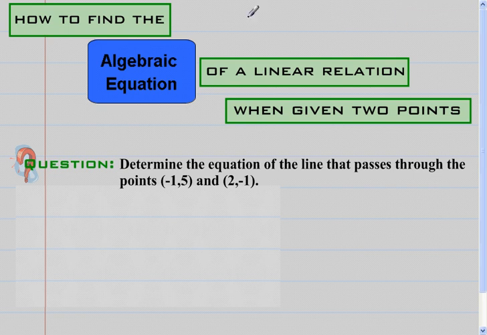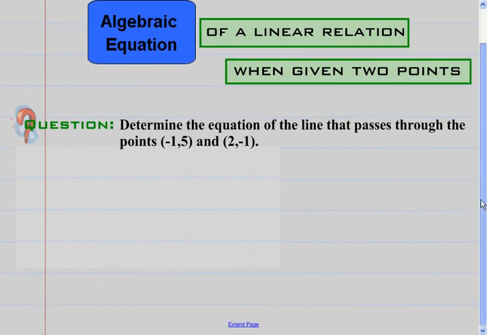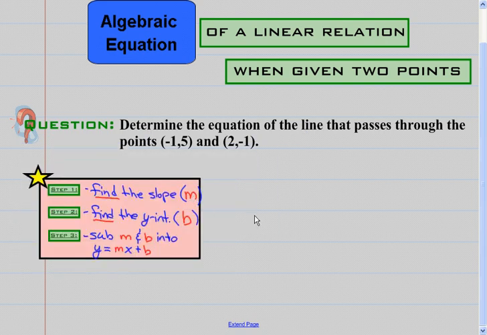In this tutorial, you will learn how to find the algebraic equation of a linear relation when given 2 points. Here's the question. Determine the equation of the line that passes through the points (-1, 5) and (2, -1). Now, we learned from class that there are 3 simple steps to finding the equation of a line.